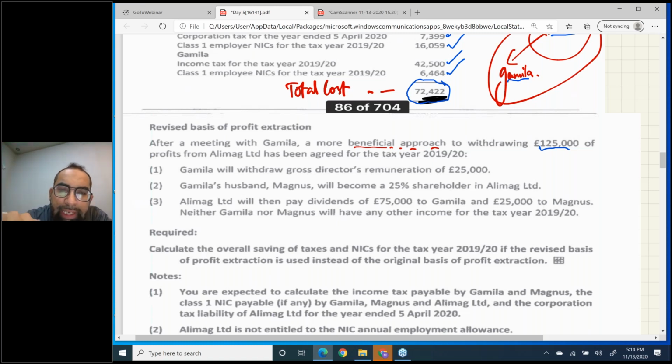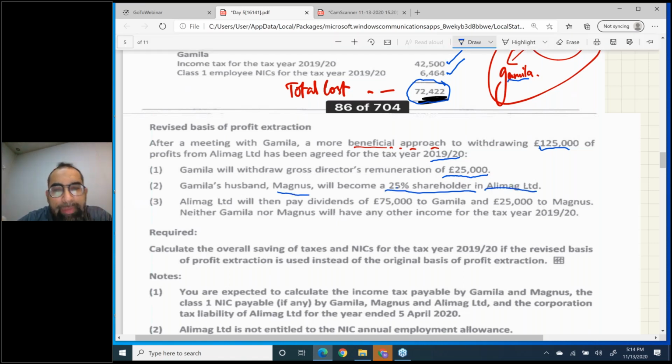Profits have been agreed for the tax year 1920. Now, what's the other option? This is the other option. Jamila will now withdraw gross director remuneration of only 25,000. In this second scenario, Jamila won't be withdrawing the complete 125,000 as a salary, but only 25,000 as a salary. Now Jamila's husband Magnus will become a 25% shareholder in Alimag Limited.